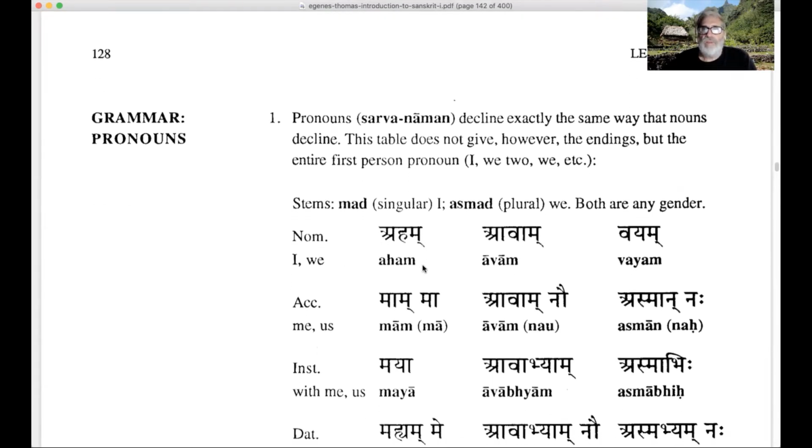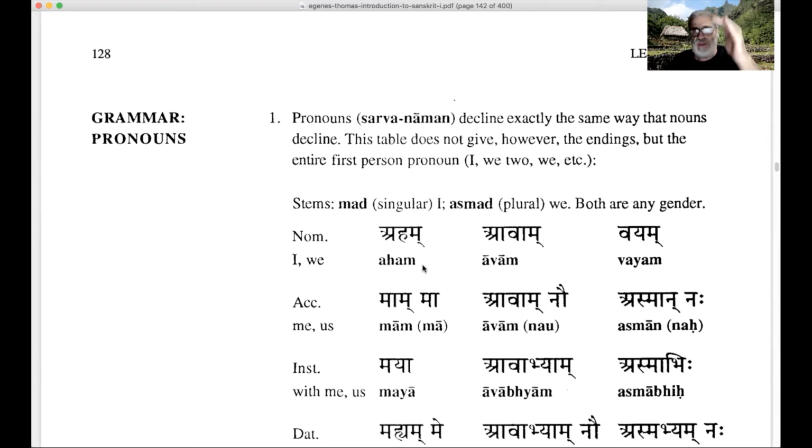Now let's learn a little bit about pronouns. The word for pronoun in Sanskrit is sarvanaman. Sarva means all, naman means name. So pronouns decline. Now remember, to decline something means to add endings to a noun. So pronouns also decline just like nouns.